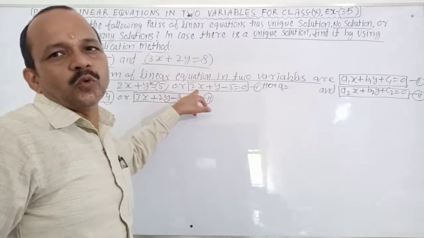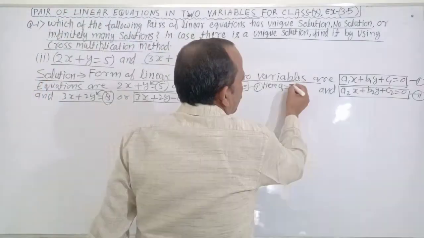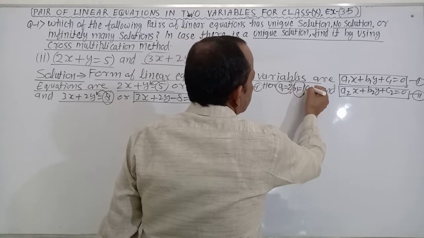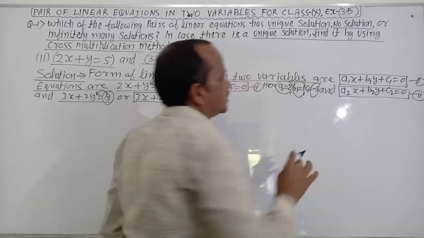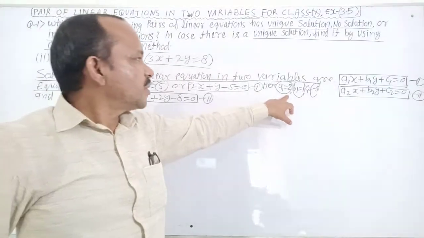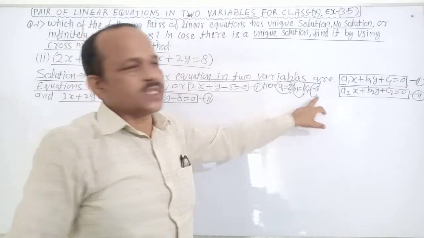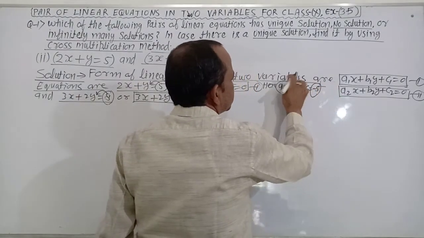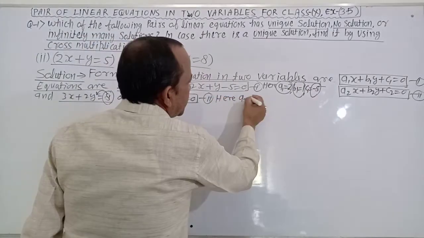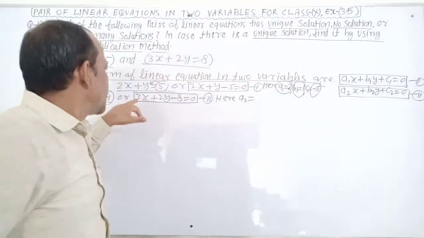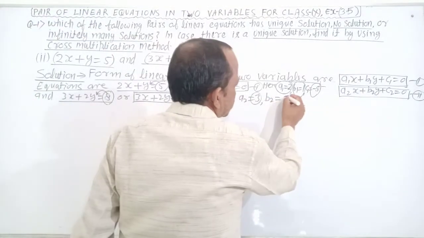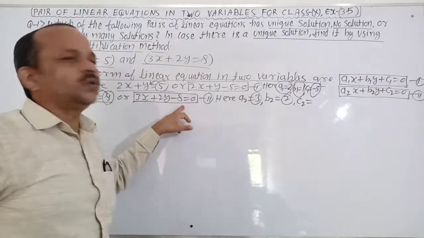Here a1 equal to 2, b1 equal to 1, c1 equal to minus 5. Clear? Here a2 equal to 3, b2 equal to 2, c2 equal to minus 8.